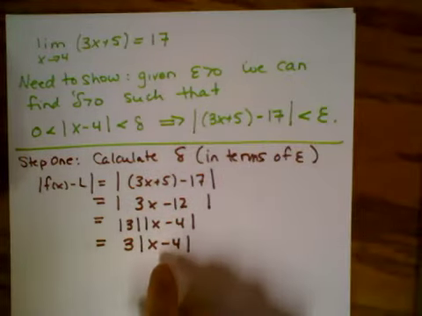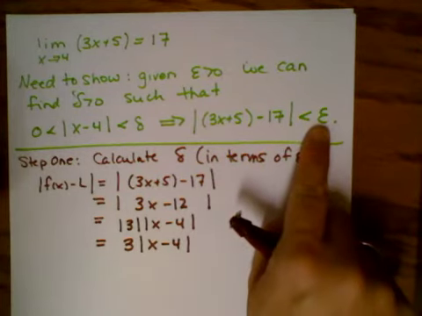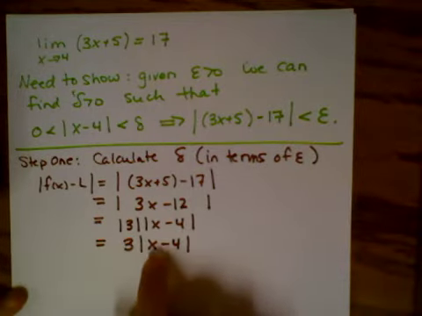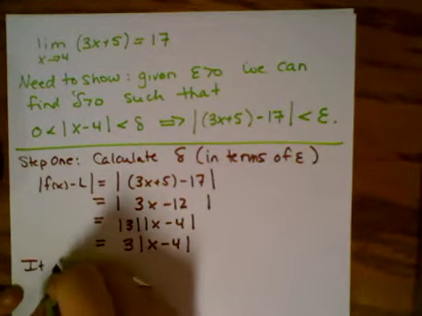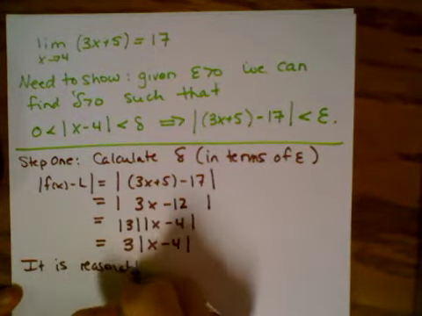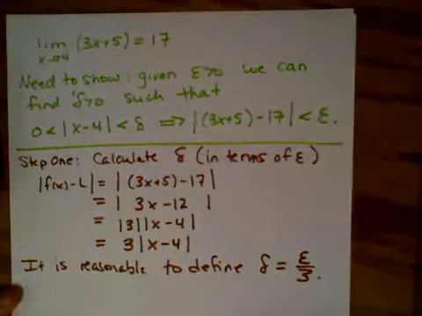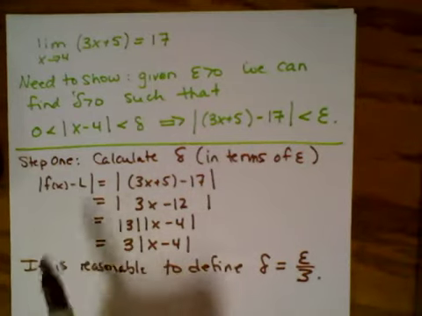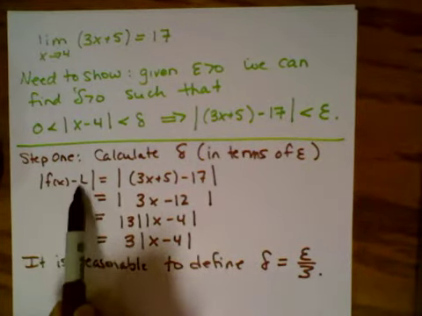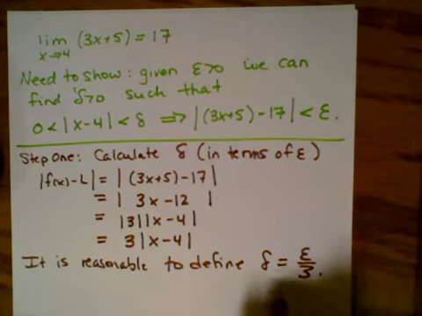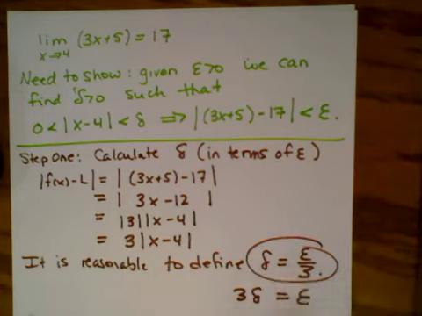And with practice, we'll learn that this is exactly how we write delta in terms of epsilon. Since we have this relationship, 3 times x minus 4, it is reasonable to define delta as epsilon over 3. And you'll see later in the proof how this works out. Since this difference is 3 times this difference, epsilon is reasonably 3 times delta. And I just rewrote that so that we can define delta.